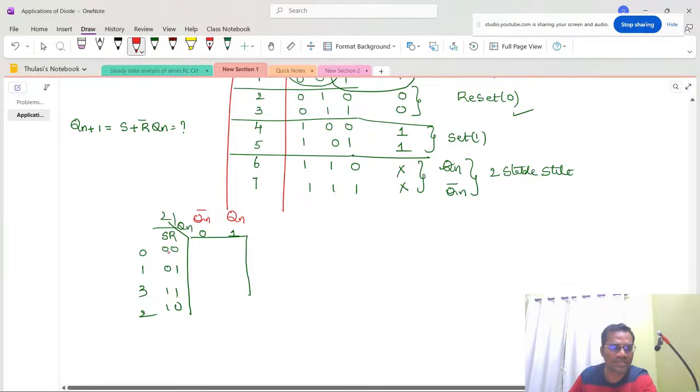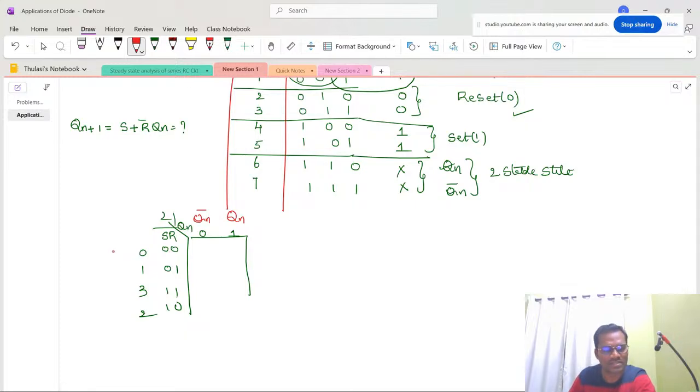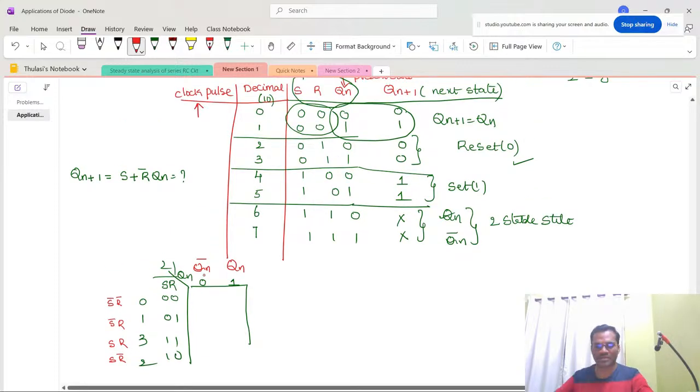So how to write down S and R? S bar R bar is nothing but 0, 0. The next one is S bar R, the next one is S R, and the next one is S R bar. If you write down S, it is 1. If you write down bar, it is 0. Now let us see our table, how to map it.